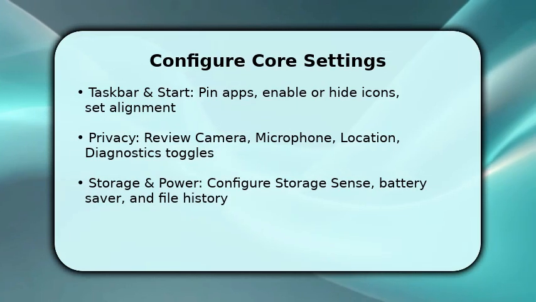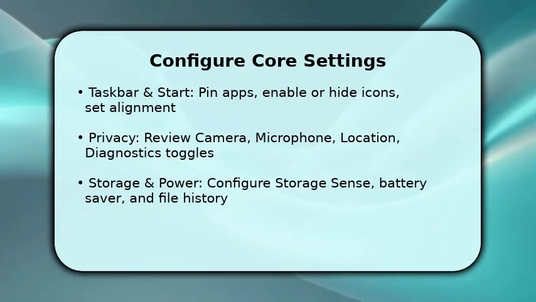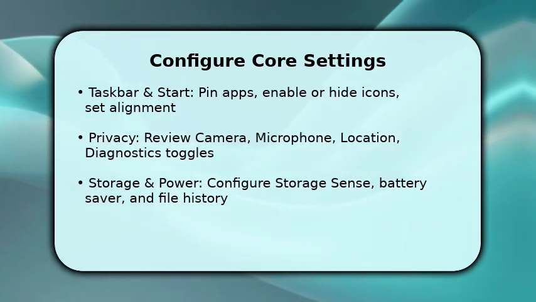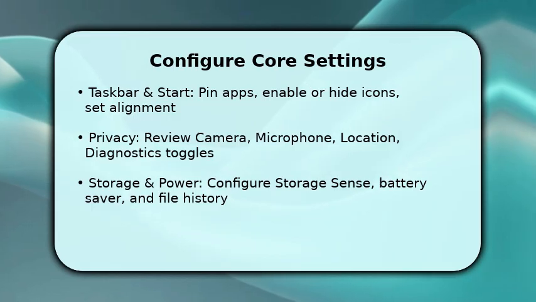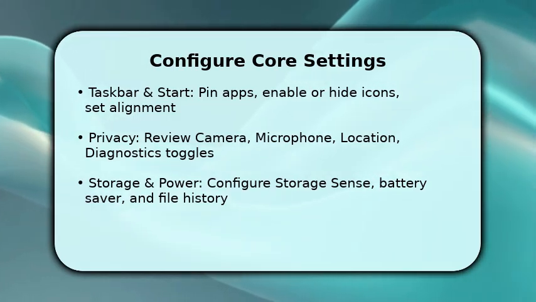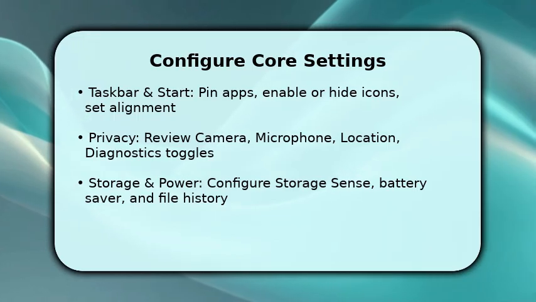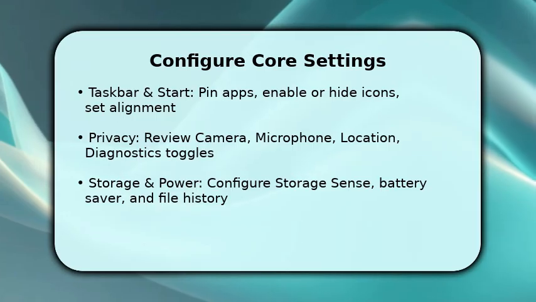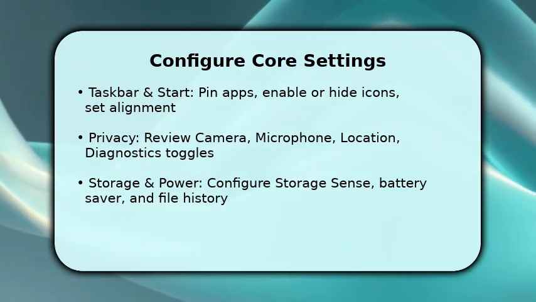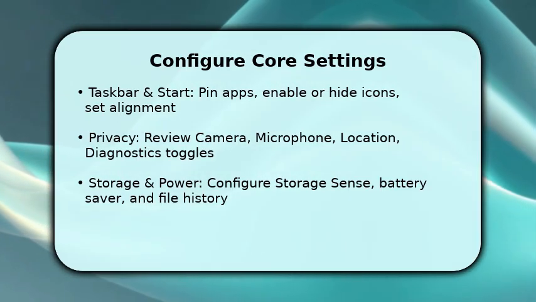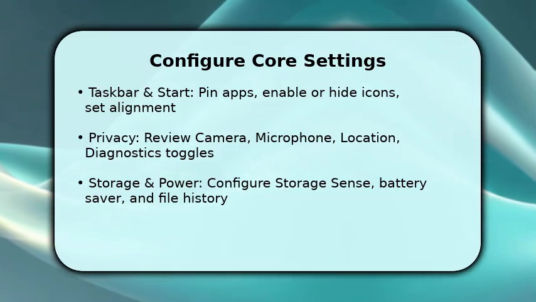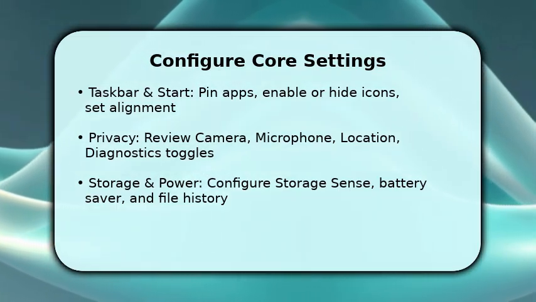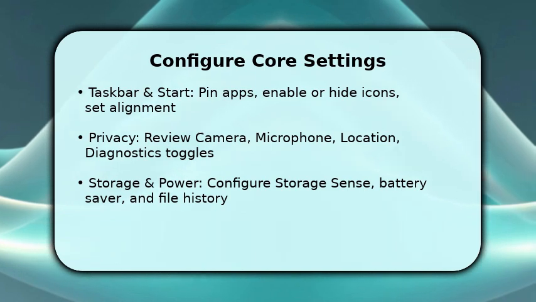Once signed in, open Settings and adjust core areas to match your workflow. Arrange the taskbar and Start menu to surface your top apps, then pin or unpin items so you reduce friction. This speeds daily tasks. Make sure to review privacy toggles, camera, microphone, location, and diagnostics, so apps only access what you allow. Finally, set Storage Sense and File History to prevent disk clutter and configure power plans for performance or battery life. These choices keep the system responsive and protected.